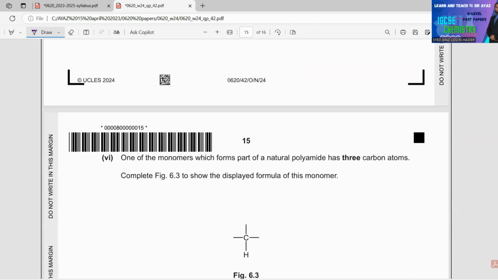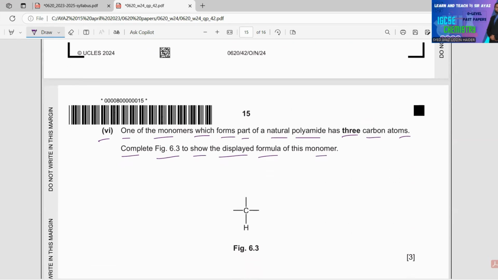Moving to next part, which is part 6. One of the monomers which forms part of a natural polyamide has 3 carbon atoms. Complete figure 6.3 to show the displayed formula of this monomer. So it must be having COOH at one end, like this, C double bond O, H, and amine at the other end. So 3 carbon atoms. So it must be having CH3 here.